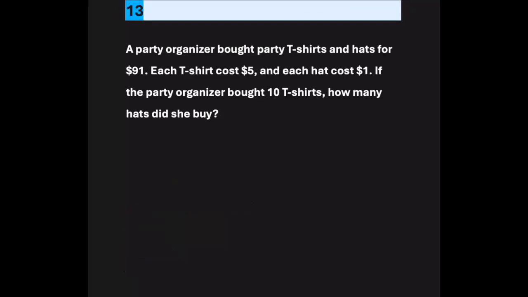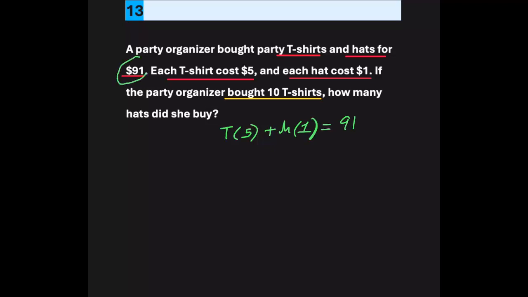Okay, we have a nice party going on here, and the organizer bought t-shirts and hats for $91. Each t-shirt costs $5, and each hat costs $1. If the organizer bought 10 t-shirts, how many hats did she buy? We have t-shirts times the cost of t-shirts, which is $5 for each, plus the number of hats times the cost of each hat, which is $1, is equal to $91, which is the total cost of the package.